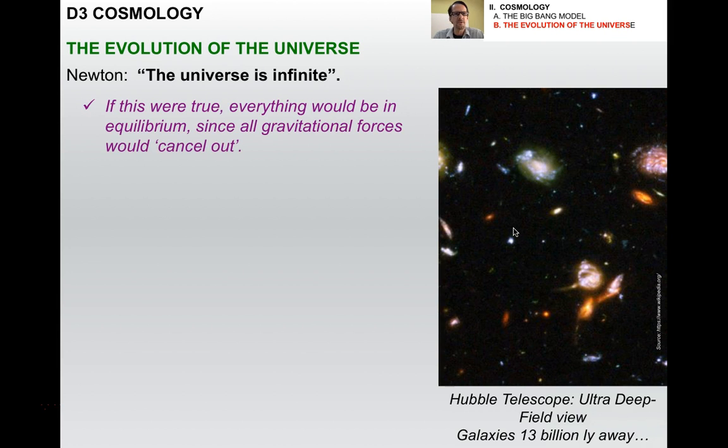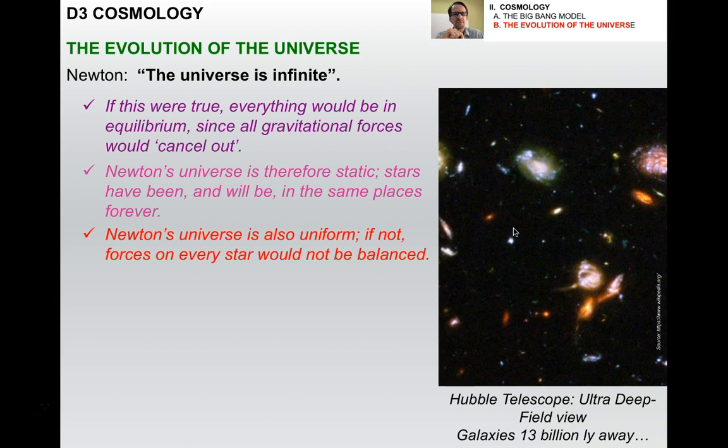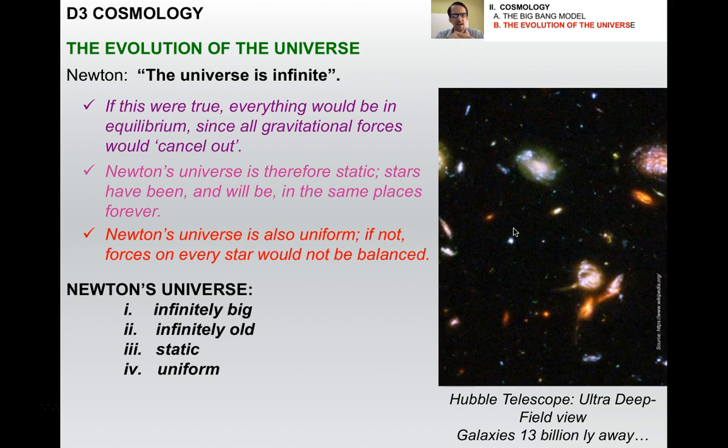Now, if this were true, then everything would be in equilibrium since all gravitational forces would cancel out. So therefore, Newton's idea of the universe was a universe where things were static. So stars have been and always will be in the same places forever, according to Newton's line of thinking. It's also uniform. If it weren't, then forces on every other star would not be balanced and it wouldn't be in equilibrium. Now, Newton's universe, to sum up, is infinitely big, infinitely old, static, and uniform. We now know that none of these are the case.